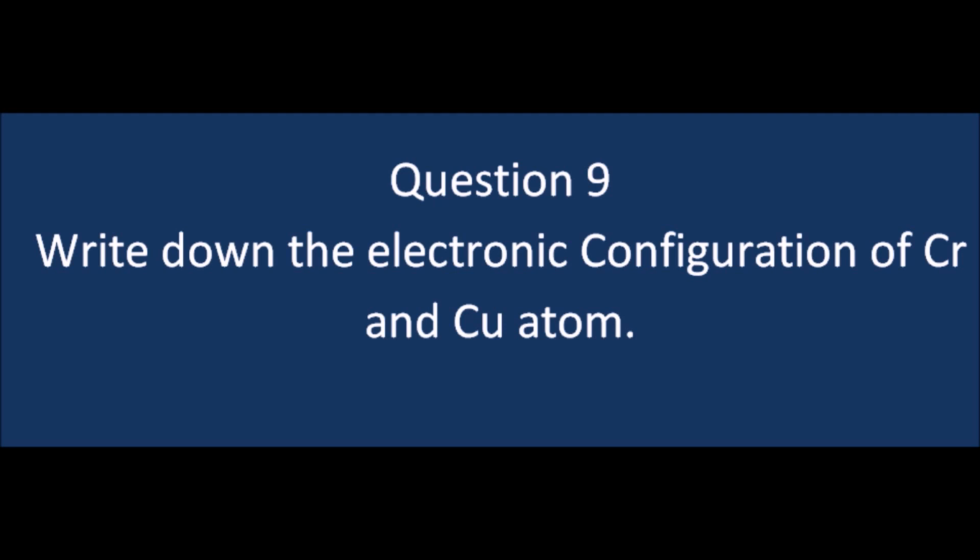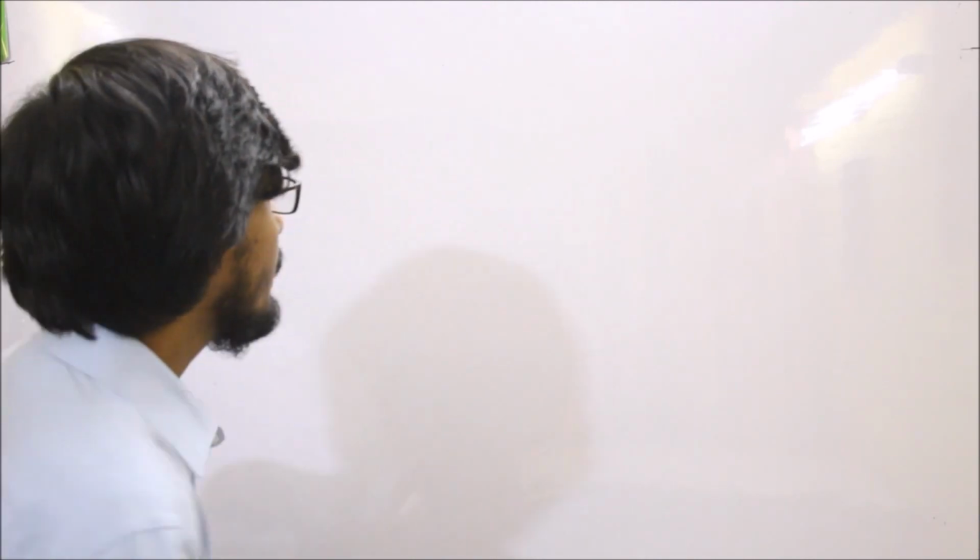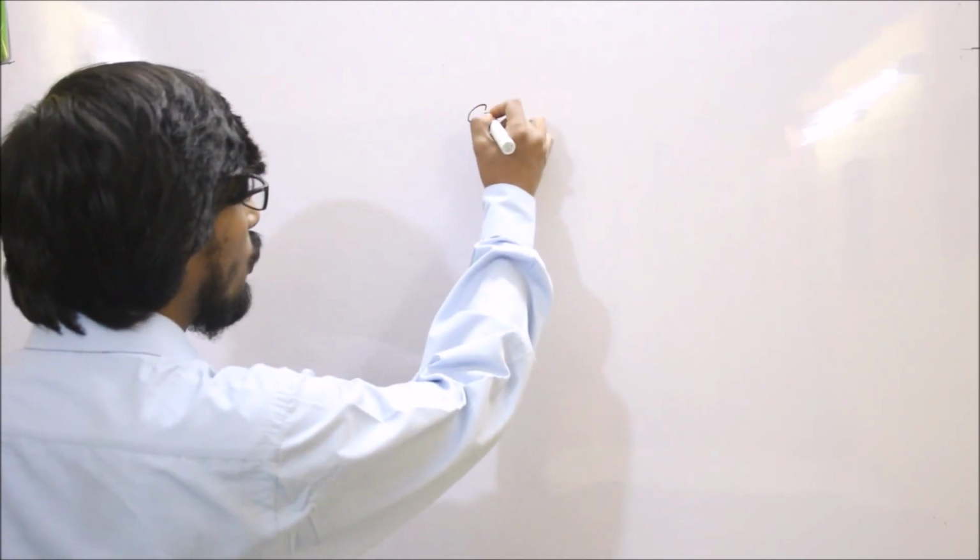Our next topic is Hund's rule. The ninth question of atomic structure: write down the electronic configuration of chromium and copper atom. These two elements have exceptional electronic configurations.